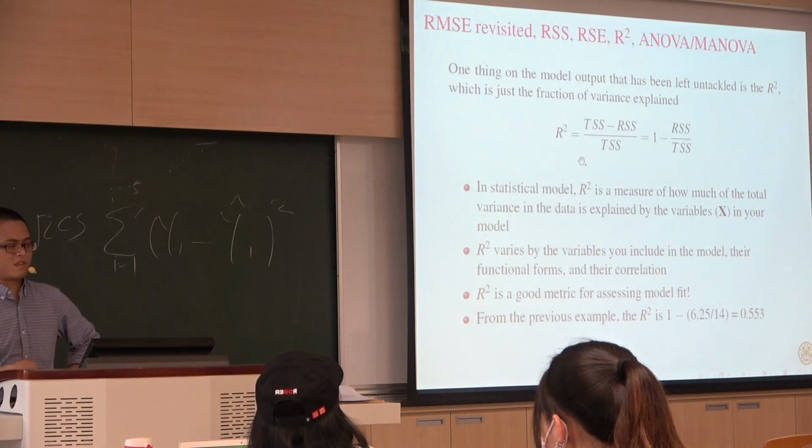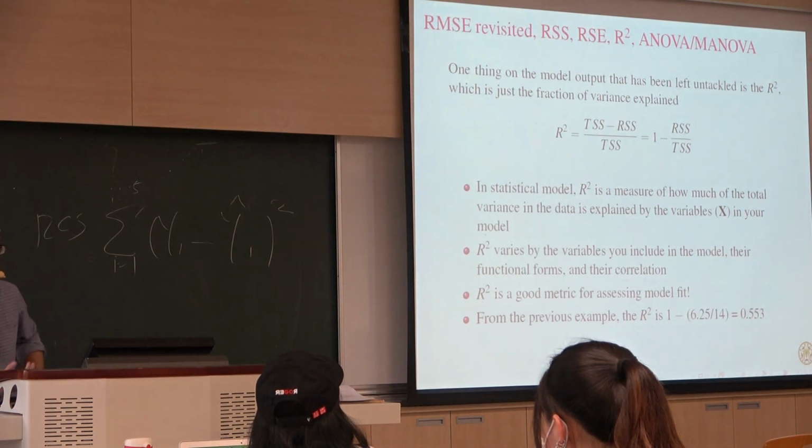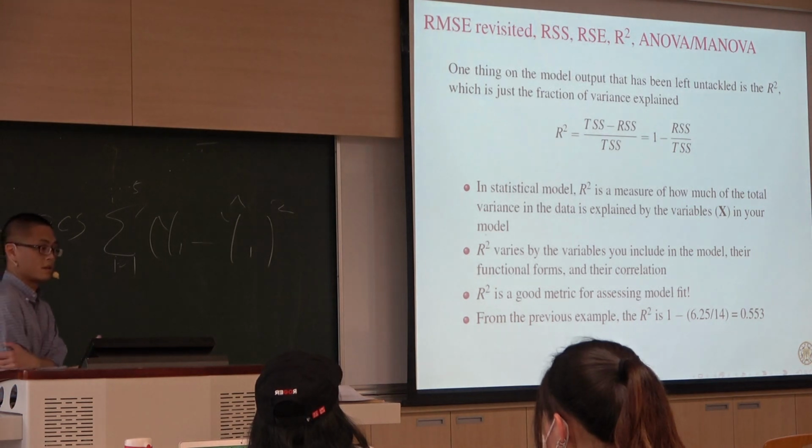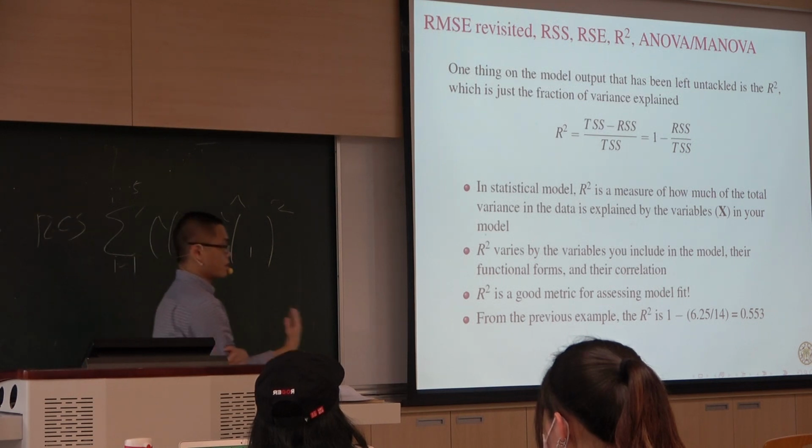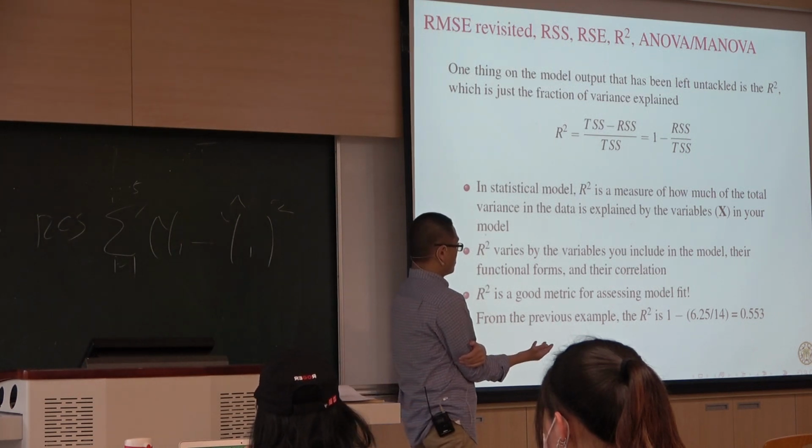So very intuitively, R squared is just a measure of how much of the total variance, the TSS, is being explained by the variables that you put into your model.